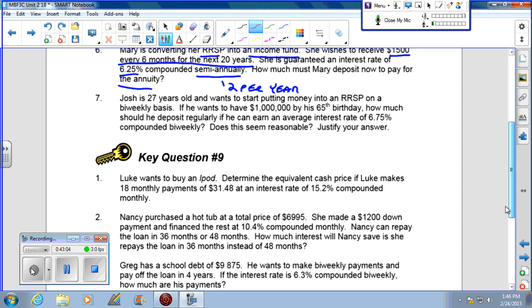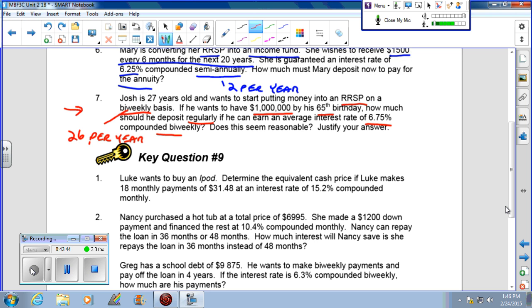All right, so this is on page 26. Josh is 27 years old and wants to start putting money into an RRSP on a bi-weekly basis, so that's 26 per year, right? And if he wants to have $1 million by his 65th birthday, how much should he deposit regularly if he can earn an average interest rate of 6.75% compounded bi-weekly? Does this seem reasonable? Justify your answer.